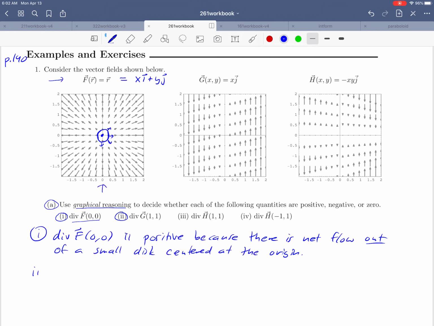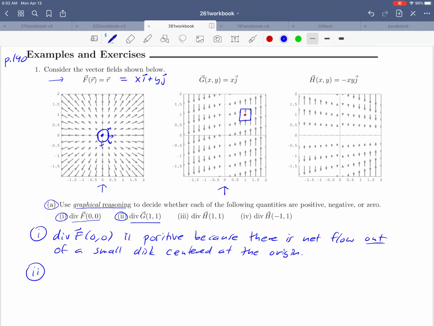Okay, and then number 2 is asking us to go over and look at the vector field G, which is sitting over here in our diagram. And the point of interest in this case is 1, 1. Let's mark that point. So that's sitting right about there. So we need to draw a closed shape around 1, 1. And there's no radial symmetry in this particular field. So I'm going to draw a little square instead of a circle, just because that's a little bit more of a convenient shape to analyze here.